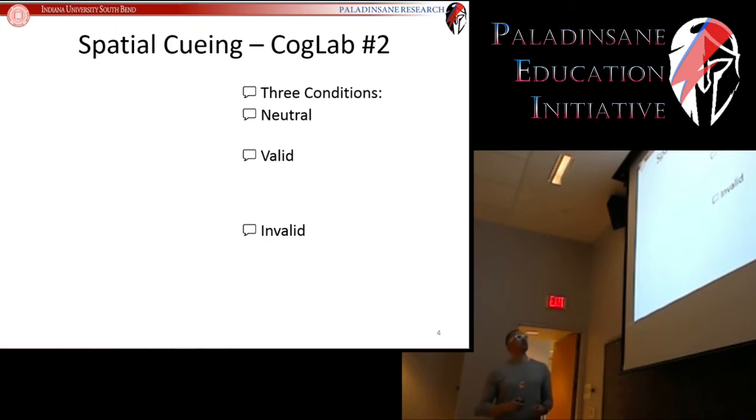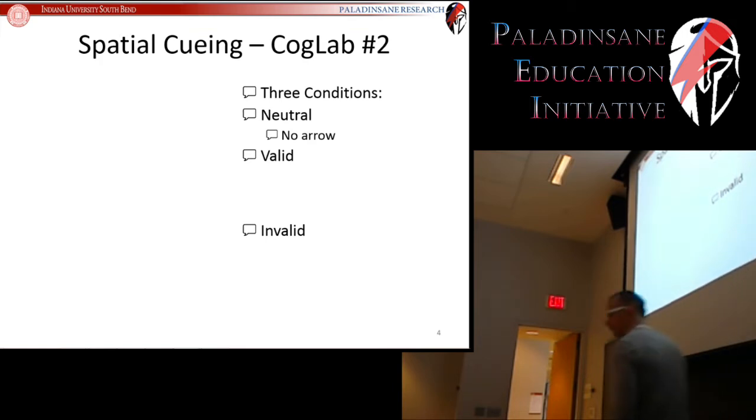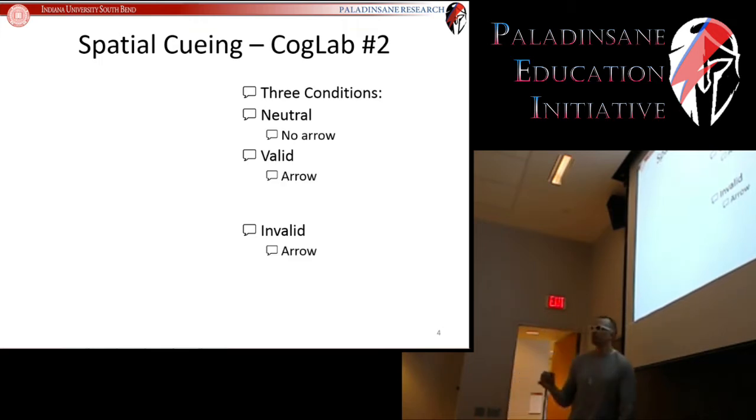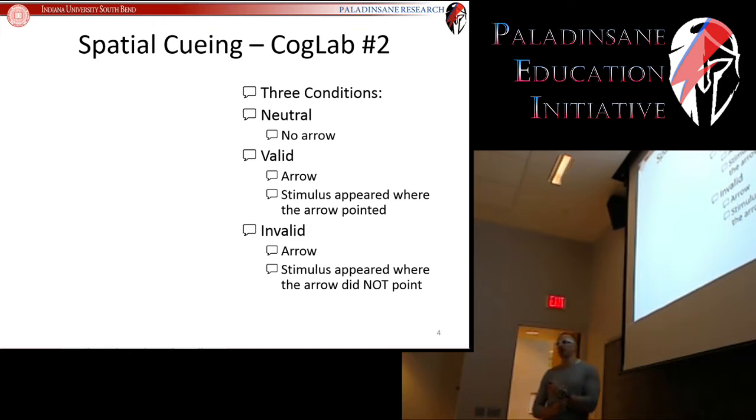So the 3 conditions are neutral. In the neutral condition, there was no arrow telling you where the target was going to appear. In the valid and invalid conditions, there were arrows. In the valid condition, the stimulus appeared where the arrow was pointing. So if the arrow pointed to the left, your target would appear on the left. If the arrow was pointing to the right, your target would appear at the right. And in the invalid condition, the stimulus appeared where the arrow did not point. So the invalid condition was lying to you.